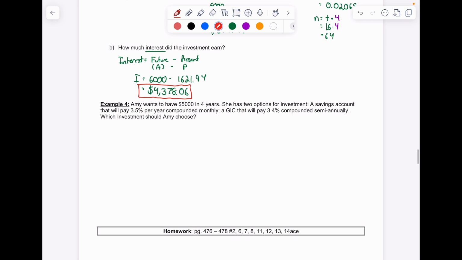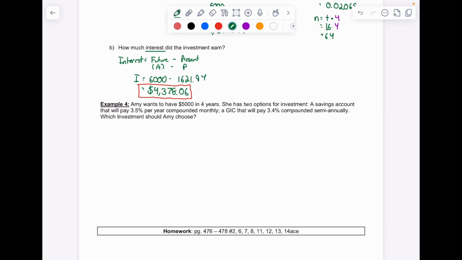Okay, so example 4. Amy wants to have $5,000 in 4 years. She has two options for investments. A savings account that will pay 3.5% per year, compounded monthly. A GIC that will pay 3.4% compounded semi-annually. Which investment should Amy choose?